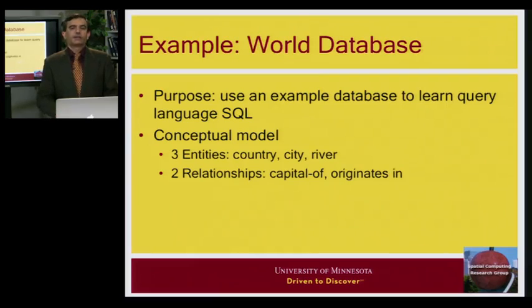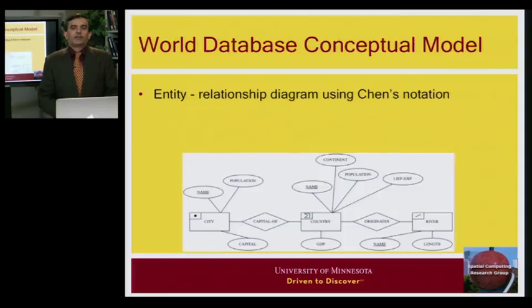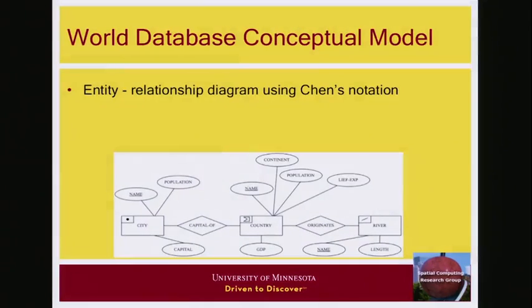And the second relationship is originates in. The rivers and countries will have this relationship. So for example, you may say Mississippi originates in USA and so on. Okay. So this database can be viewed at a conceptual level using an entity relationship diagram, which is shown in this slide. In this diagram we are using Peter Chen's notations, where entities are represented as boxes.